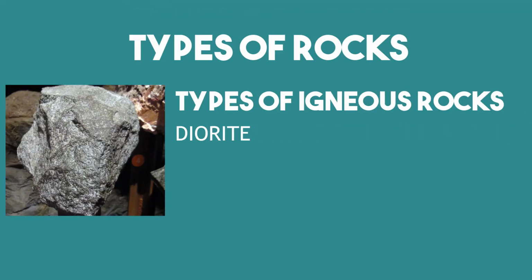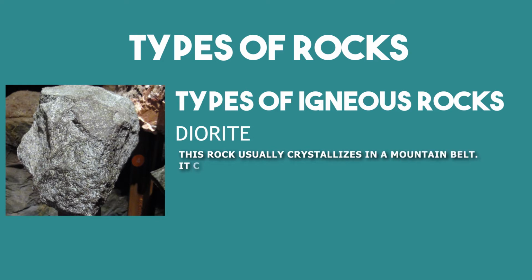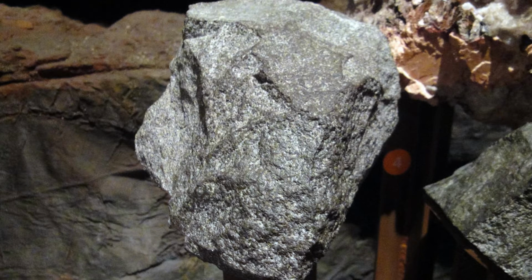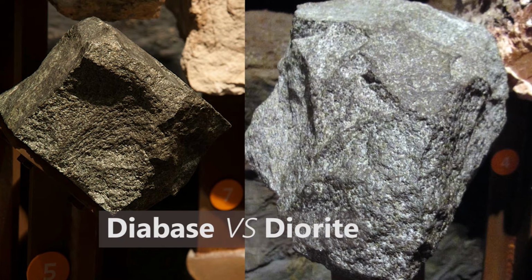Next, we have diorite. So this rock crystallized in a mountain belt. It contains the minerals plagioclase, which is white, and hornblende, which is black. Once again, let's have a look at this rock, diorite. Now, if you notice, diorite and diabase, they look kind of similar, but one has more of a white texture, as you would see.